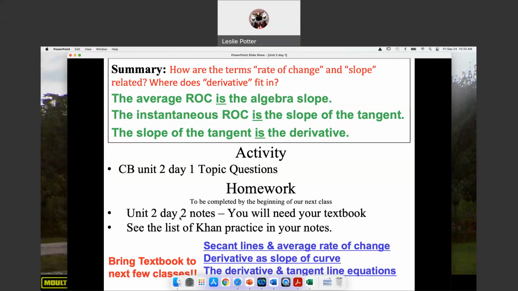Okay, so we have notes for tonight. Go ahead and get started on the topic questions and crank out these cons. And these cons are all very much the same thing. These are eyeballing. This is algebra slope, the first one. The second one is eyeballing the slope of the tangent line. And then the last one is doing that, but then writing the equation of the tangent line. Okay, so go ahead and start working on those. Please, we're going to PowerPoint first. Okay, we're looking at those topic questions.